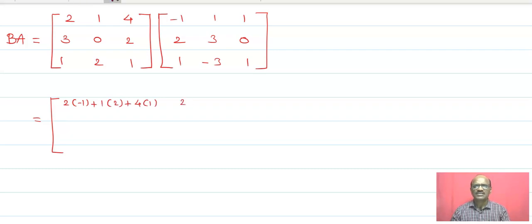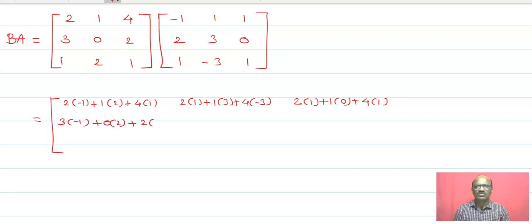Now see this. Next is first row, second column. First row of the first matrix will multiply. Now last is first row of the first matrix will multiply third column of the second matrix. Now next row, second row of the first matrix will multiply first column of the second matrix. Again, second row of the first matrix will multiply by the second column of the second matrix.